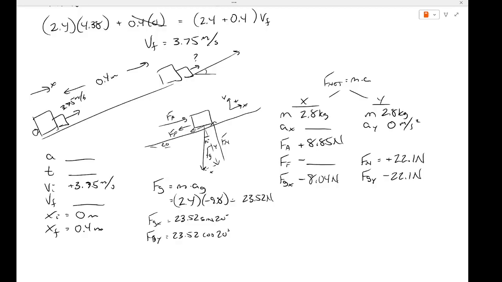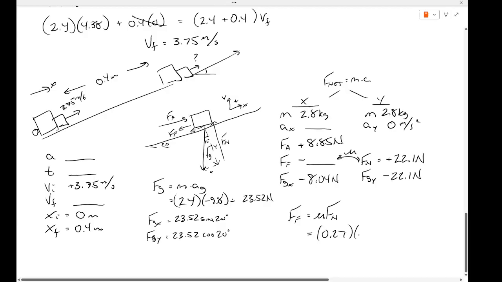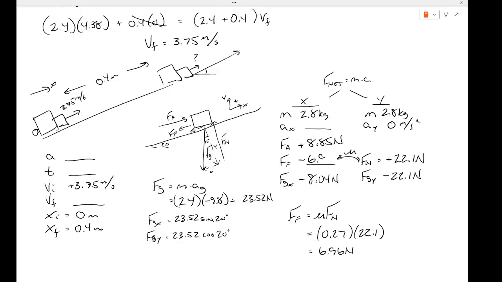We know the normal force, and we have a bridge between the normal force and friction, and that's with that value mu. And friction is always equal to mu times the normal force. And they tell you that mu is 0.27 for this surface. I'll double check my values. 0.27 is the kinetic coefficient, and we know 22.1 is the normal force. And so when I multiply those, I get a magnitude of the friction force to be 6.96 newtons. I'm going to put it right here.